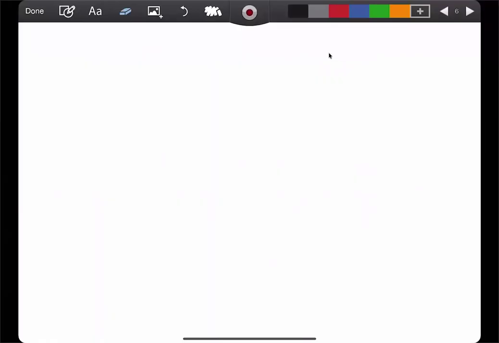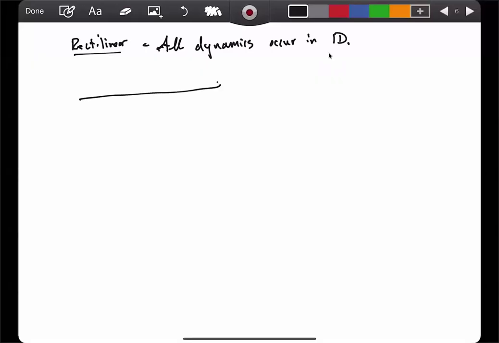let's first look at a particular case. So let's first look at a rectilinear system. This basically just means that all dynamics occur in 1D. Okay, so one direction, so one dimension. In this case, let's simply call that the x direction. So things are just happening in the x direction.